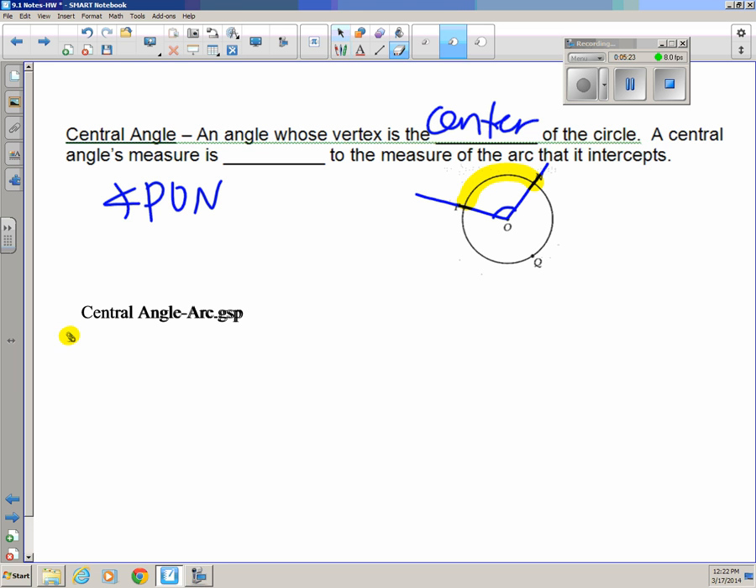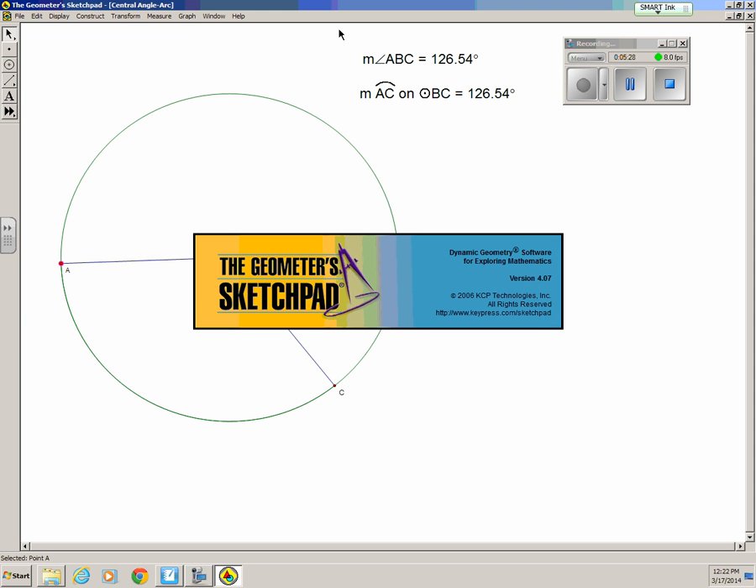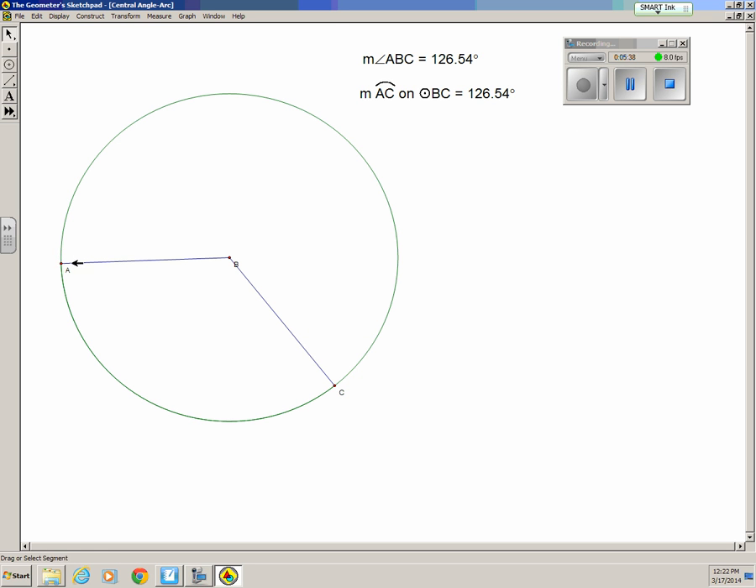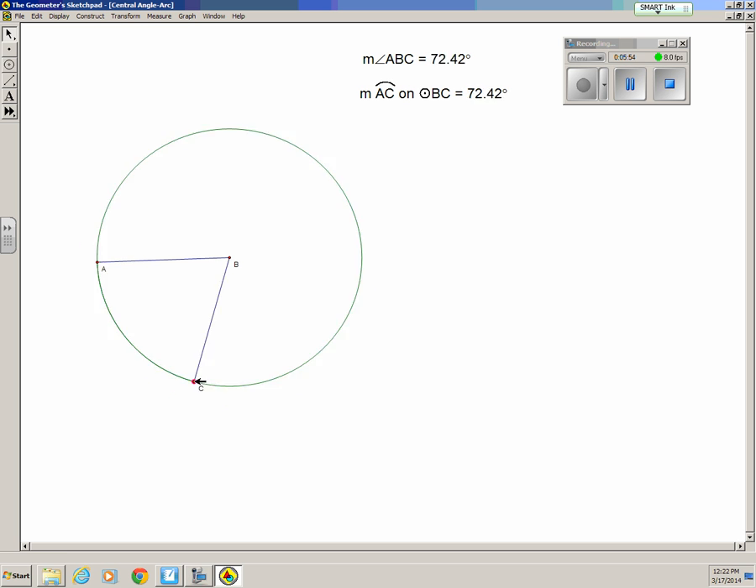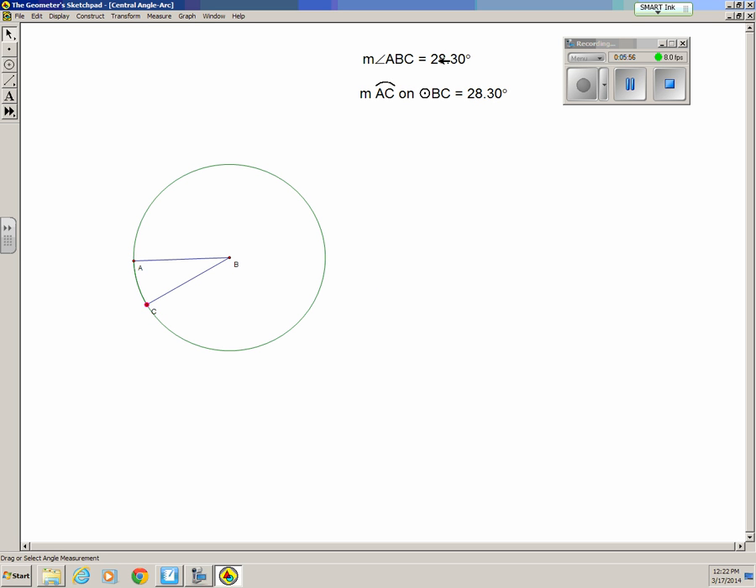I'm going to actually pull up the sketch pad. Alrighty, so if I take a look right now, I've got this central angle, angle ABC, and it's right here, right? So angle ABC. It tells you that the angle is 126.54 degrees, and the arc it sits in is also the same measure, right? So the angle which is here, and the arc which is here. I can manipulate this circle, I can manipulate the angle, but notice how the central angle and the arc it's intercepted in remains the same.